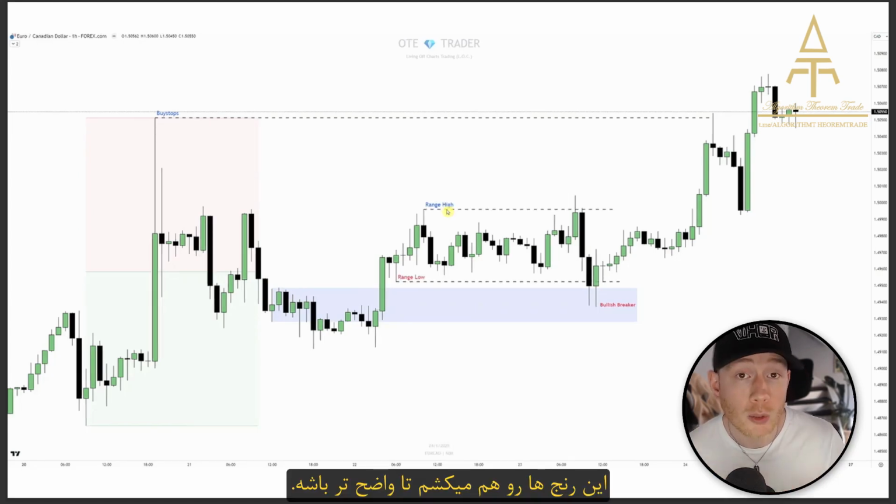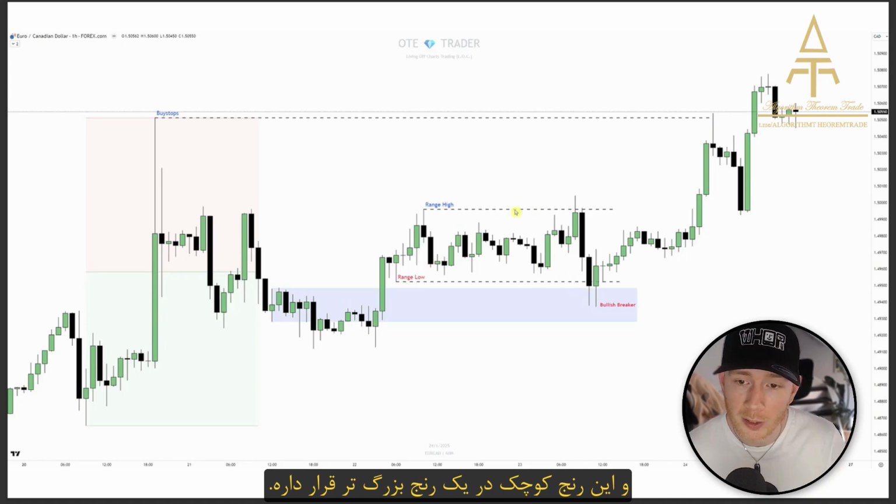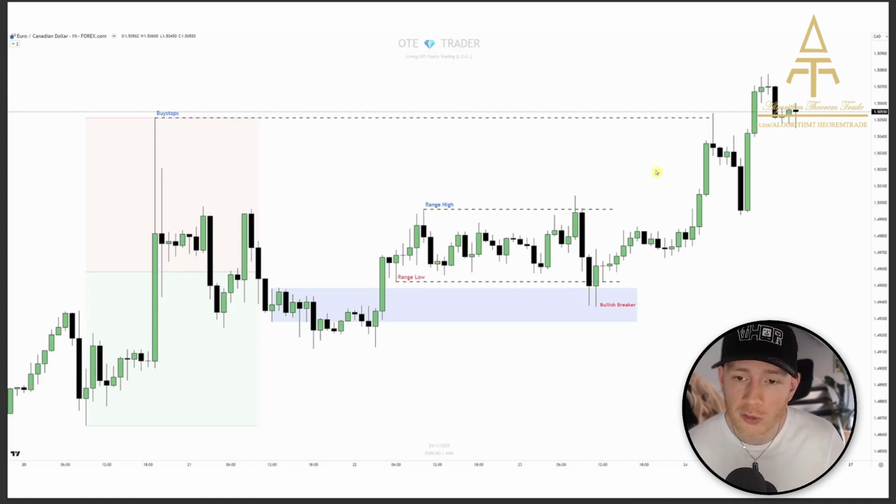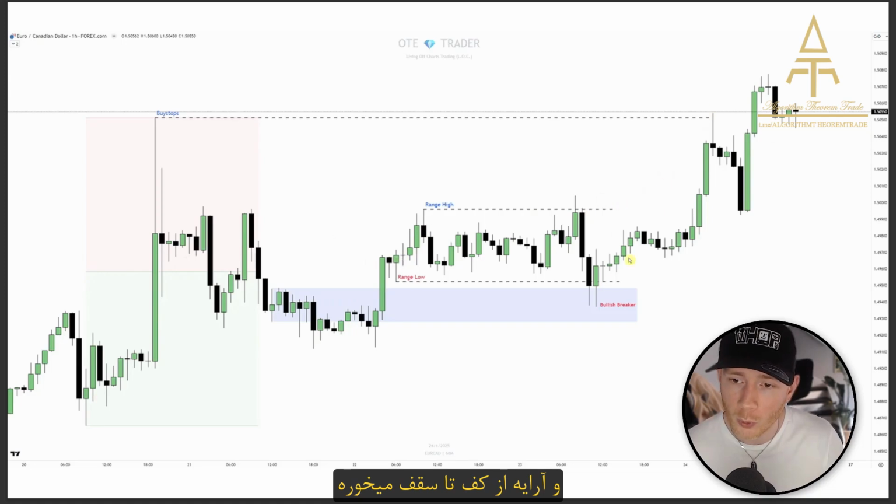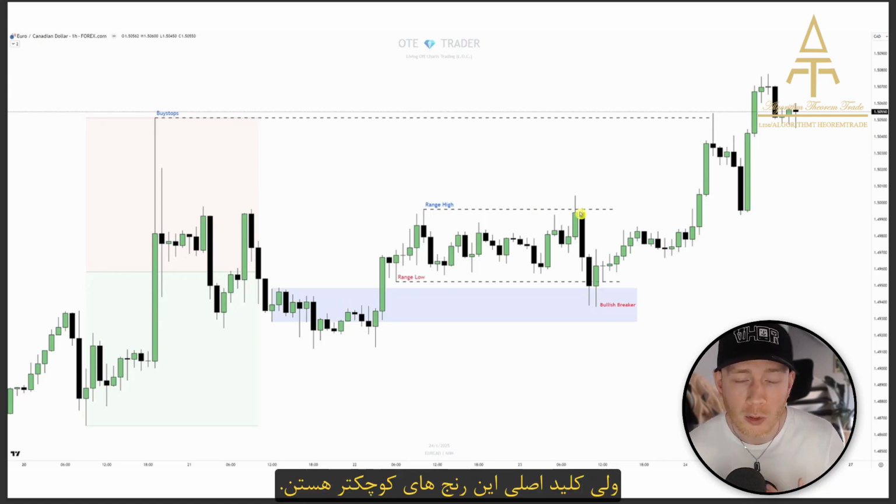So now if I mark out the ranges, it becomes a lot clearer, right? We've got this range low down here to order pair it with the range high above here. So we have a smaller range within the bigger range and eventually TP hit, right? Over here from low to high. And that is the entire trade setup. It sounds simple, but you really gotta look for those smaller ranges within the bigger ranges.